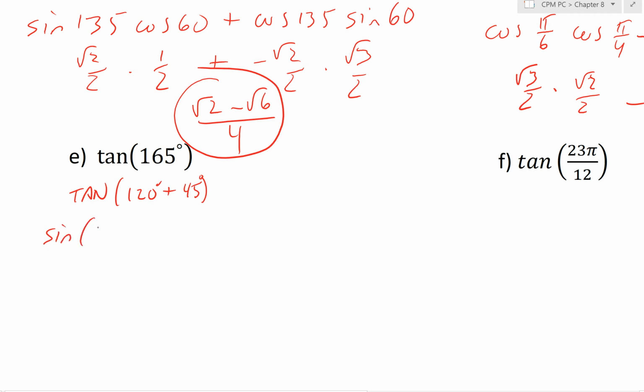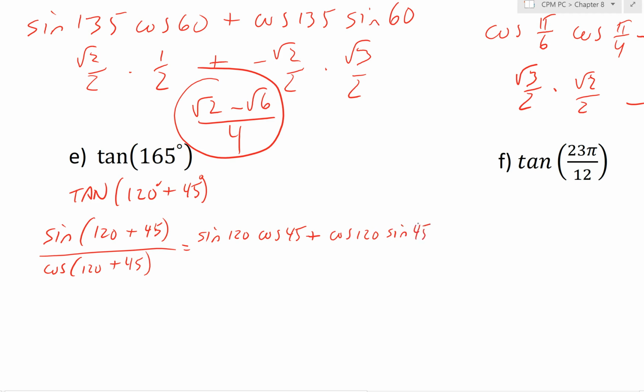And so then we're going to write that as sine over cosine. So sine of 120 plus 45 over cosine of 120 plus 45. And so on top we're going to have sine 120 cosine 45 plus cosine 120 sine 45. In the bottom, we'll have cosine, cosine, minus sine, sine.